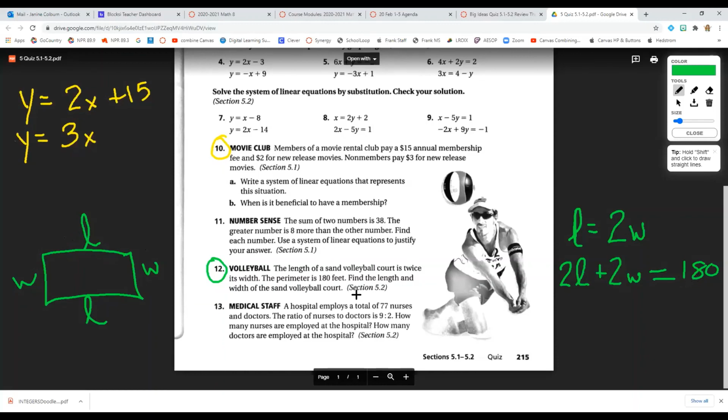Since they're referencing lesson 5.2, I'm assuming they probably want you to use substitution. So you're going to want to substitute this 2W for this length right here. I'm not going to solve this one for you. I just wanted to help you set it up. So we have set up 10 and 12. You need to solve them, and then you need to work on 11 and 13.